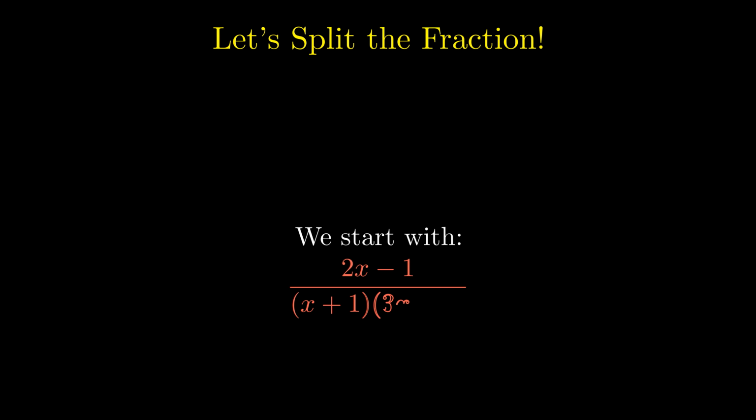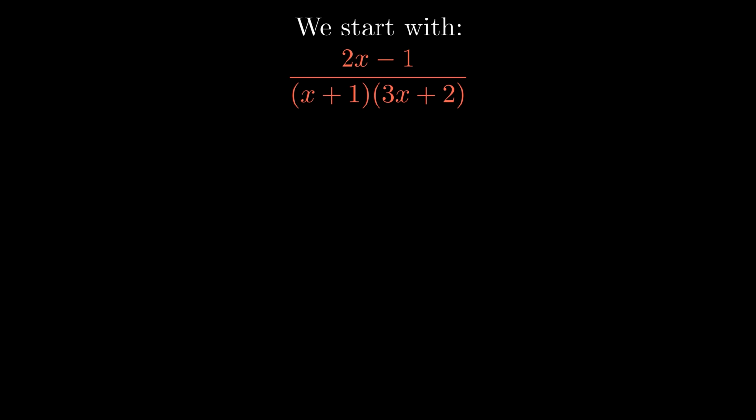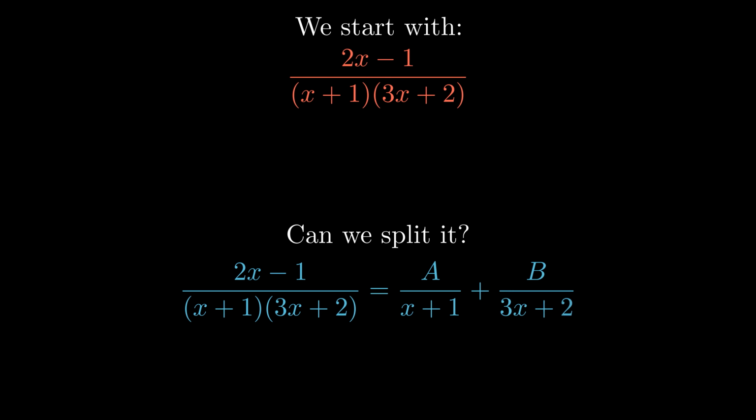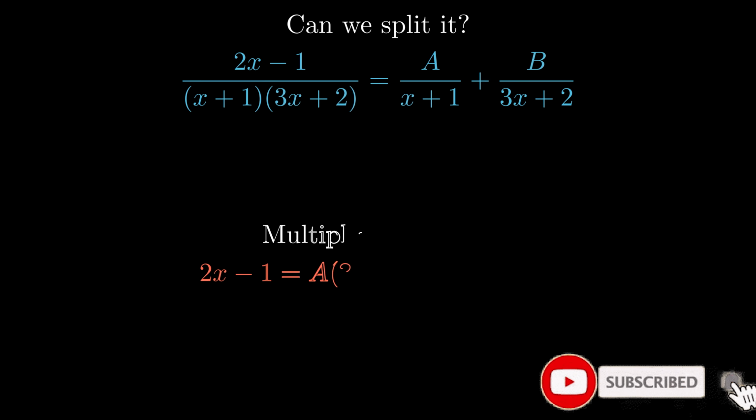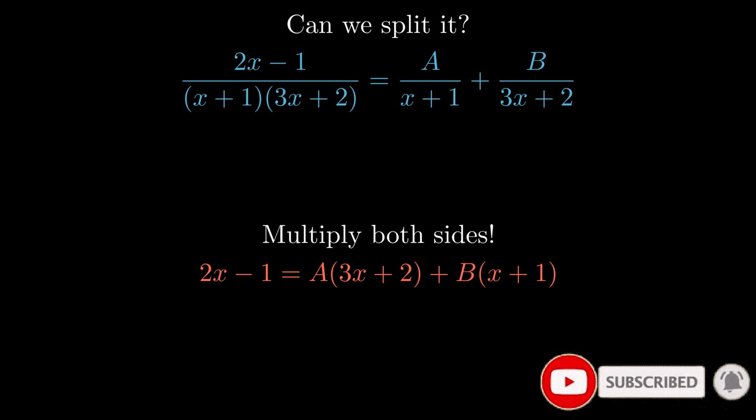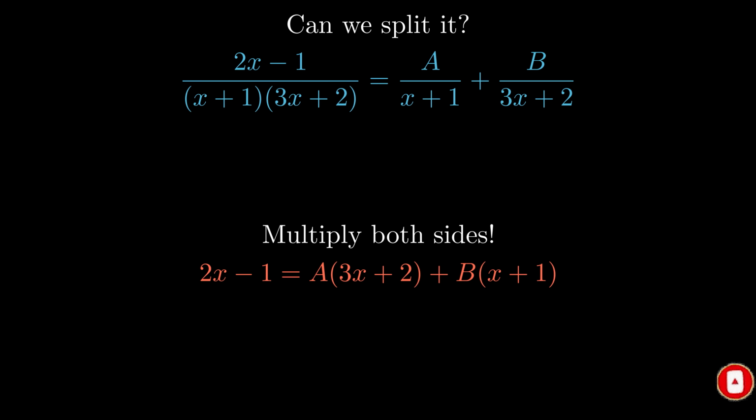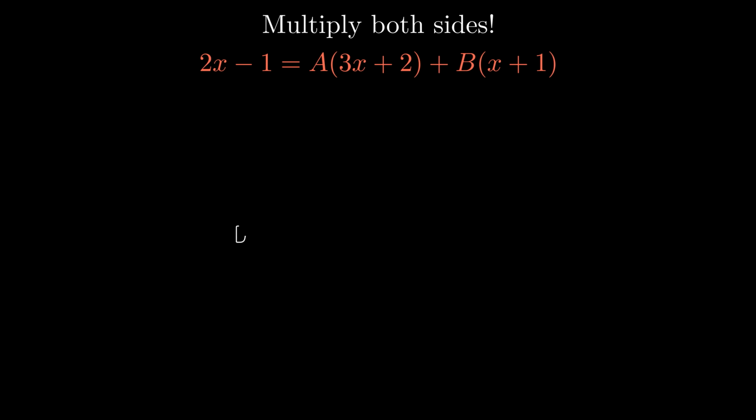We start with 2x minus 1 over x plus 1 times 3x plus 2. Can we write this as two smaller fractions with a and b? Let's remove the bottom by multiplying both sides by the denominator. Now we will pick smart x values that make terms disappear, so we can solve for a and b.